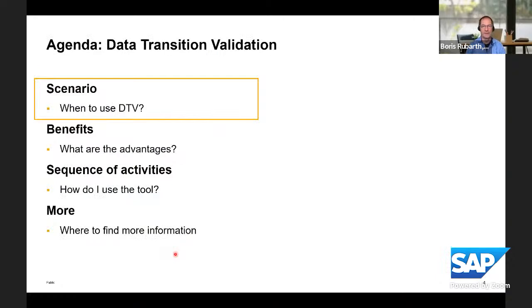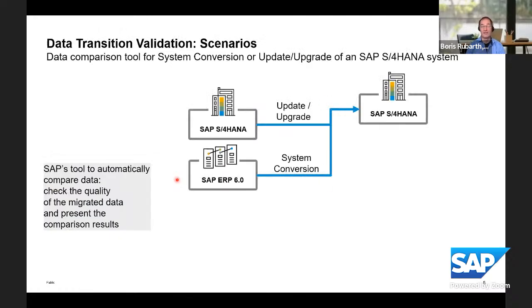The session is on data transition validation, and the session shall provide an overview what DTV, data transition validation tool, is when you use this, what the benefits are compared to other approaches, how you use the tool, and where you can find more information. That is the agenda. So what is the scenario?